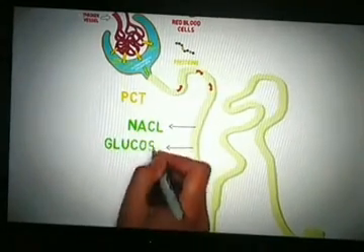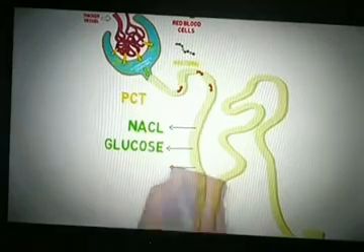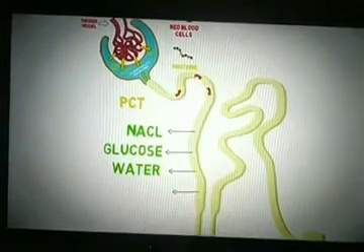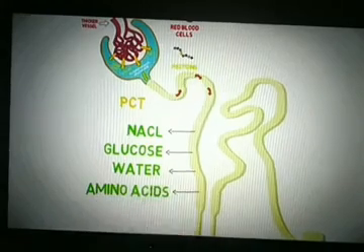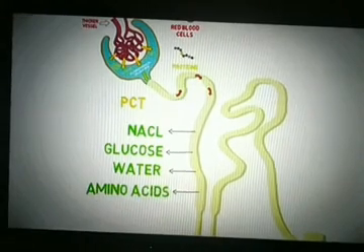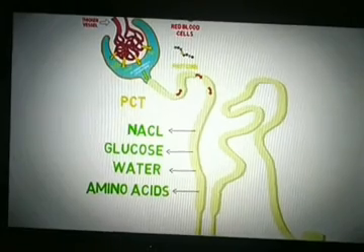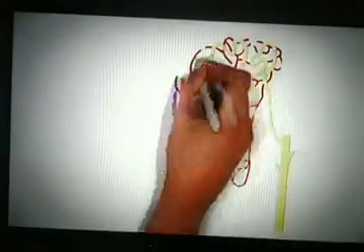Approximately 2/3 of the filtrate's salts are in it, and glucose is also there, which we don't want to lose, because glucose is a hard-earned stuff that we have got from our food. We also don't want to lose sodium chloride and amino acids. So this is achieved by a method of reabsorption.